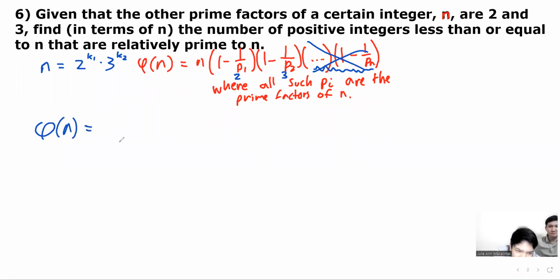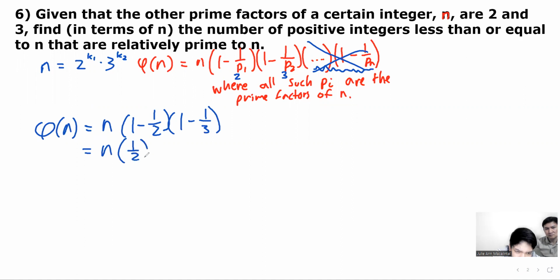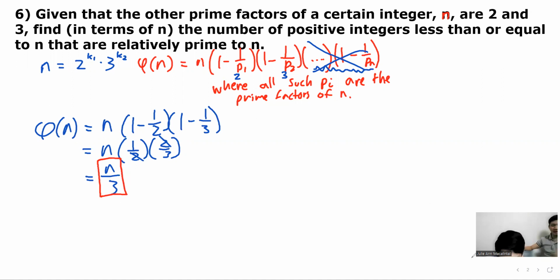Yes, okay, so n times 1 minus 1 over the first prime 2, times 1 minus 1 over the second prime factor 3. And then simplify, cancel. n over 3. So it is many words, but there's not really much to the problem if you analyze it. The final answer is n over 3.